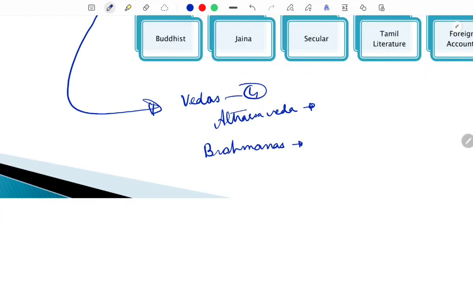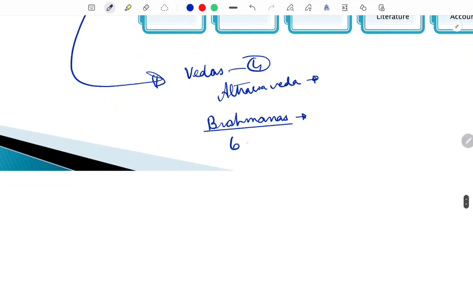The second category of literature is the Brahmanas, and you might have heard about the Shatapatha Brahmana, and we find a lot of references to that text. The Brahmanas are all about the cults and rituals, that is, how people were supposed to practice cults and rituals in those ages. Apart from that, we have 6 Vedangas as well.